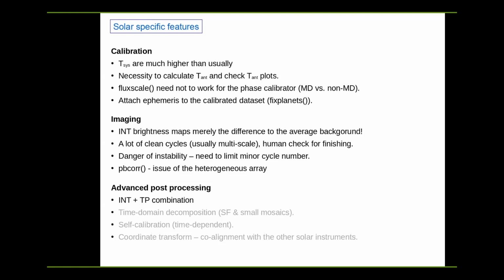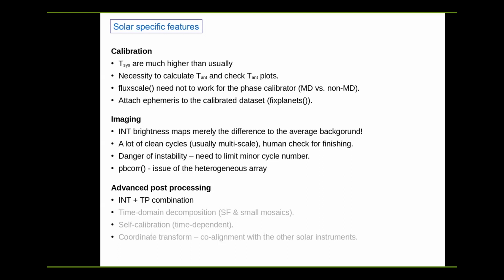So this is calibration. Now imaging: interferometric brightness maps show merely the difference to the average background. People are always scared when they see solar images with values like plus 50, minus 100. What is it? What is the temperature of minus 100? How is it possible? Because we are observing just the differences to the average.